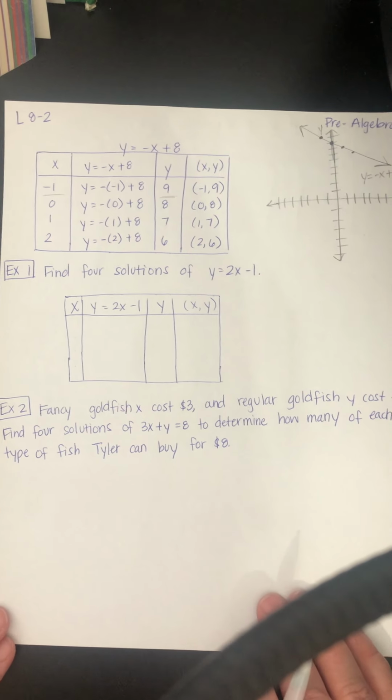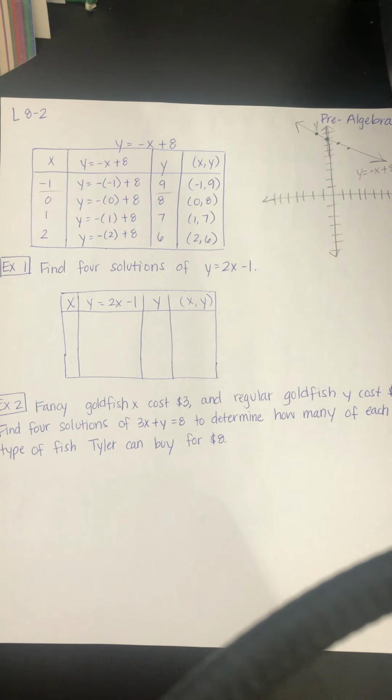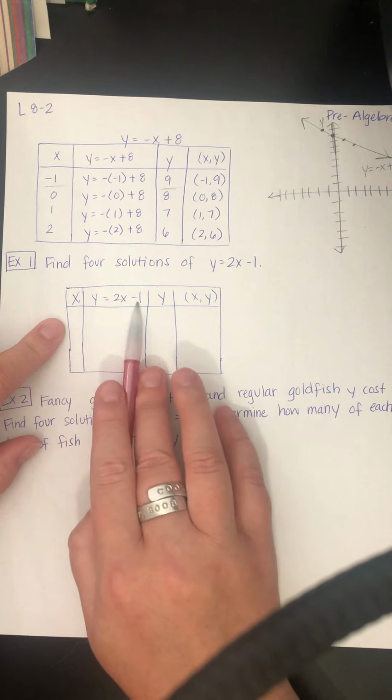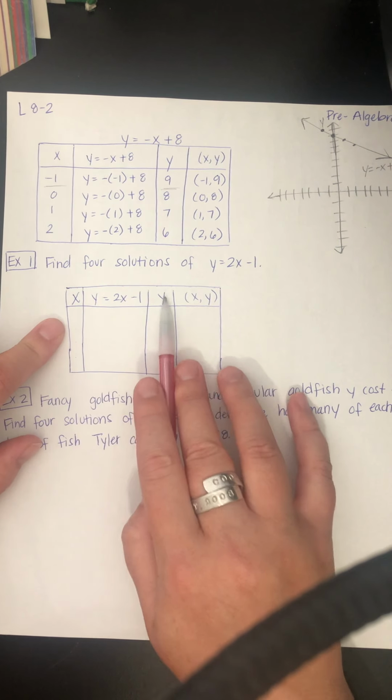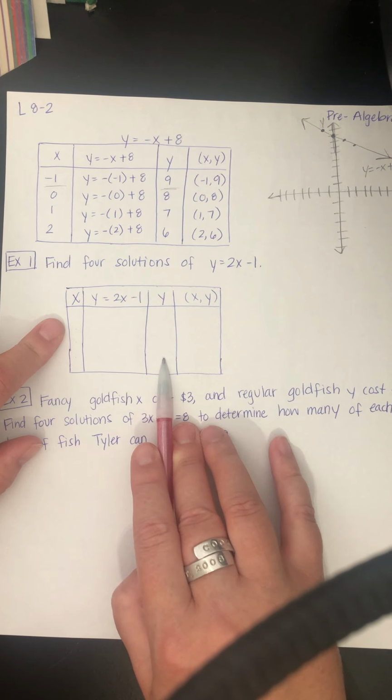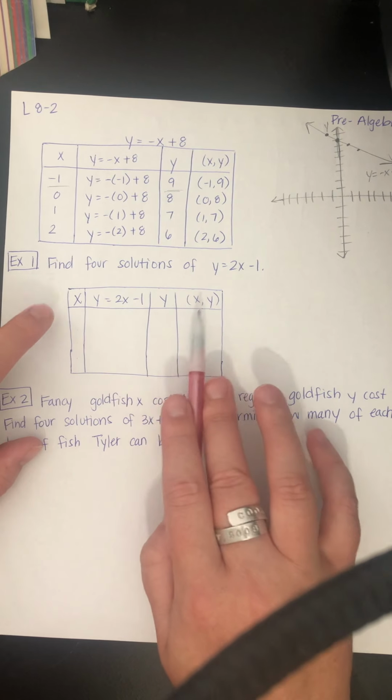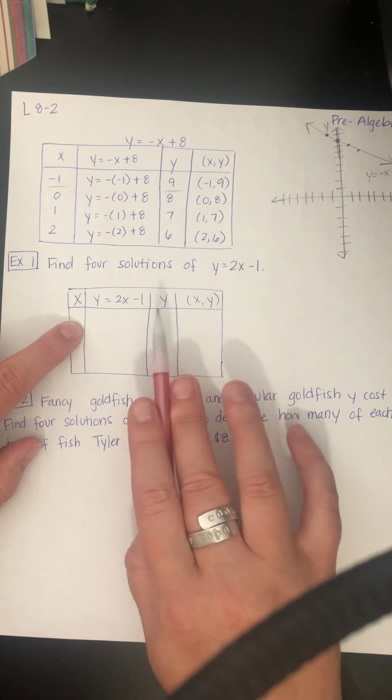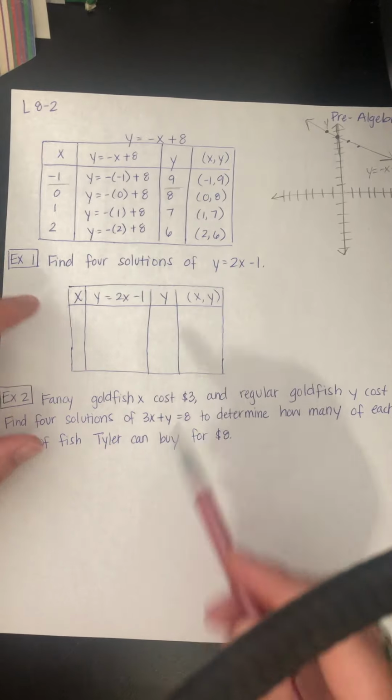Next, it says find the four solutions of y equals 2x minus 1. So what I'm going to do is set it up like this. I'm going to have my x, because I'm going to replace x with something, whatever we decide. I'm going to have my equation where I substitute everything in, and then I'll be able to figure out what my y value is. When I find my y value, I'll be able to write an ordered pair. Whatever I put in for x and y becomes my ordered pair.